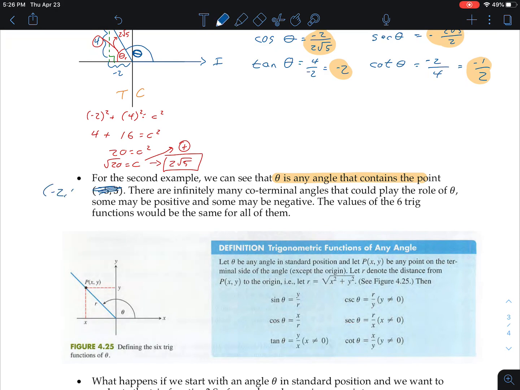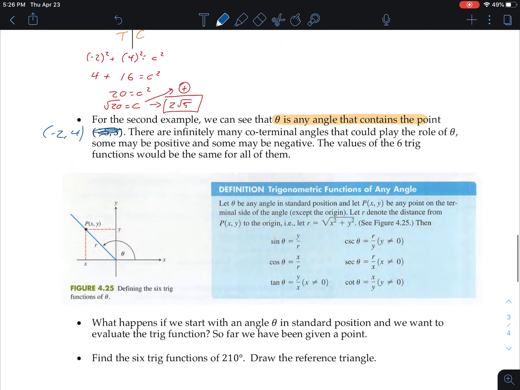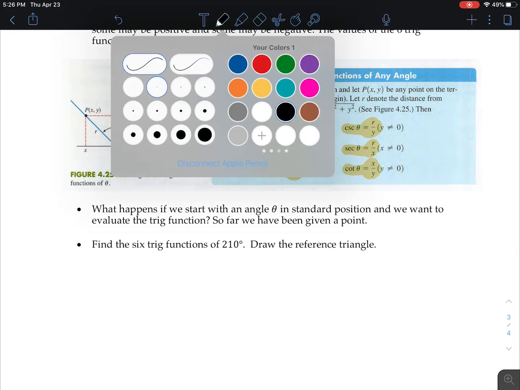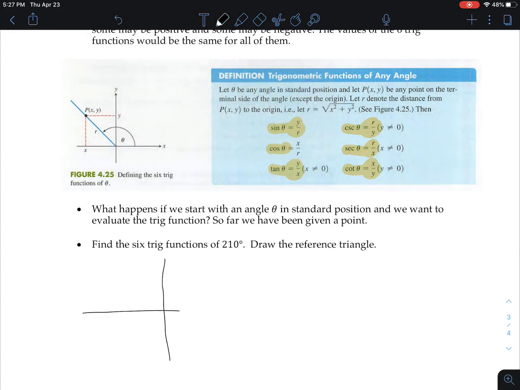But for the second example, we see that theta is any angle that contains, again, sorry, typo here, negative 2, 4. There are infinitely many coterminal angles that could play the role of theta. Some could be positive, some may be negative, right? So if you keep flipping around the circle, you can get more than one answer. The values of the 6 trig functions could be the same for all of them. Here's our little picture: sine of theta, cosine, tangent, and then my reciprocals, cosecant, secant, and cotangent. I'll just draw the picture for this, but it is talking about your reference angle, which is what we were talking about up above.